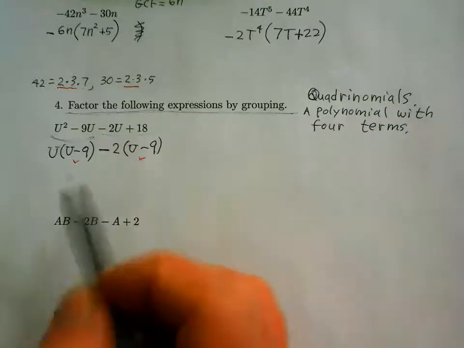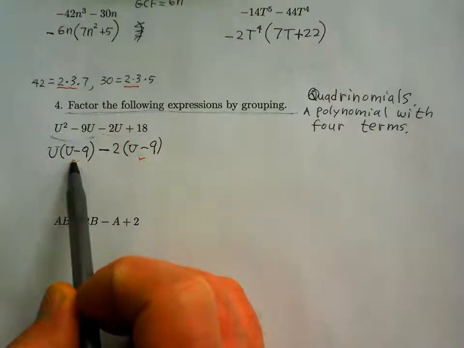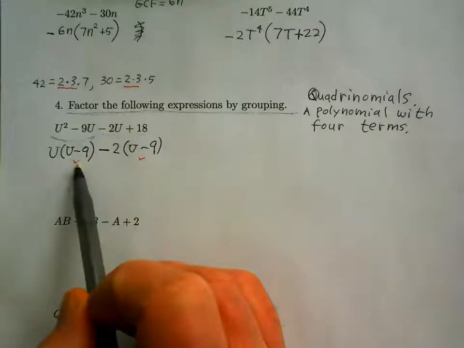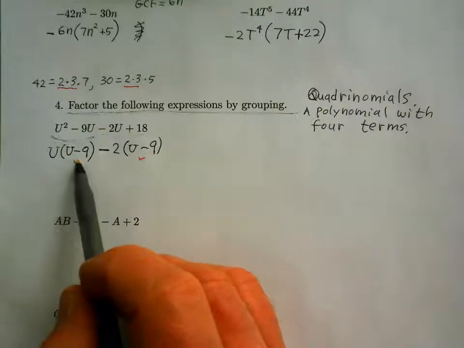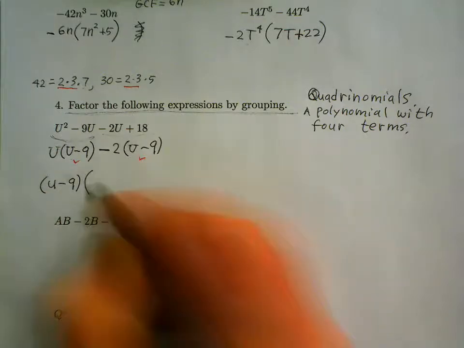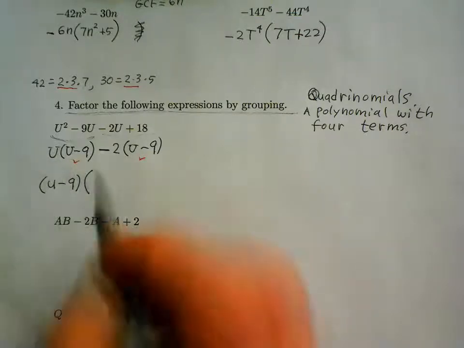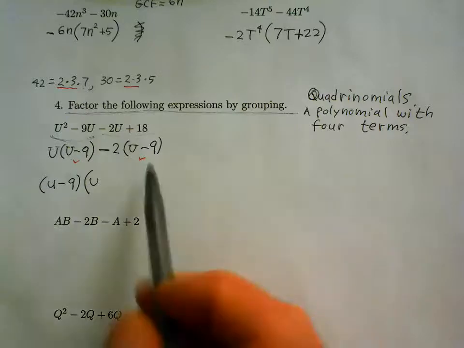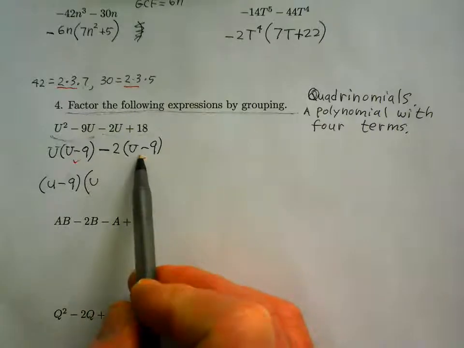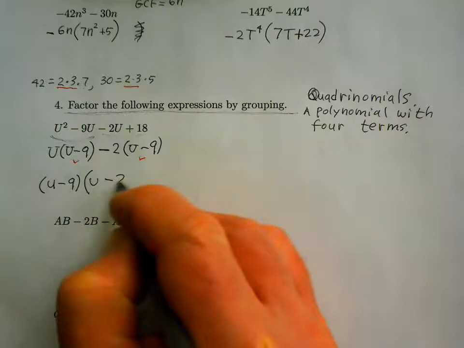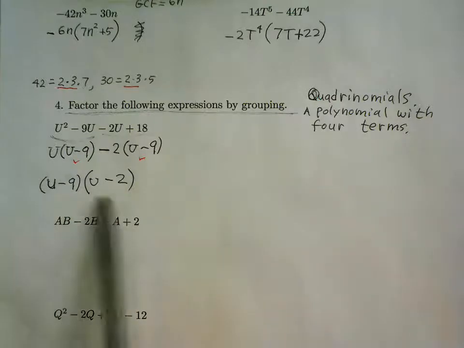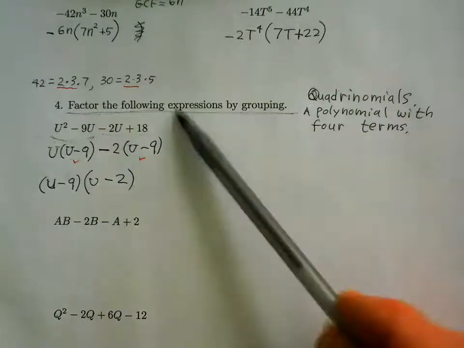So the next step is to factor out the binomial u minus 9 from each of those 2 products. So when we factor u minus 9 out of u times u minus 9, we get u minus 9 times the quantity. Well, we're factoring u minus 9 out, we're left with u on the inside. And then we factor u minus 9 out of the product on the right. So when we factor u minus 9 out of that, we're left with minus 2. Okay, so this is the complete factorization of the quadrinomial.